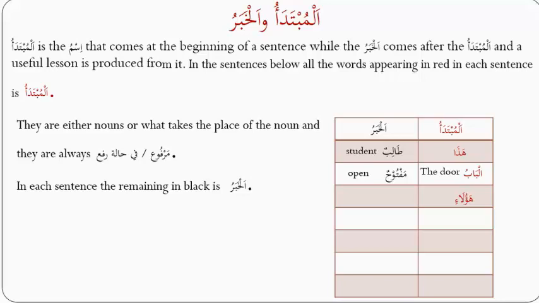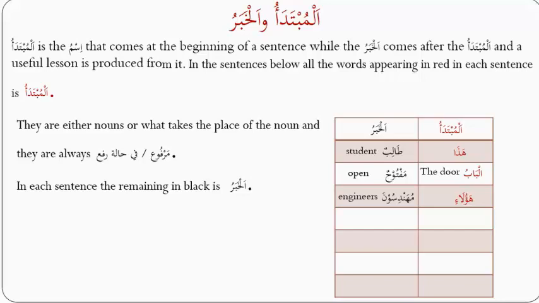Ha'ula'i. Ha'ula'i is the plural for hada or hadihi. And it is mabni. So we can't say it has a dhamma, because it is going to be like this all the time. The hamza is always going to carry a kasra, regardless of how it falls in the sentence, right? So ha'ula'i muhandisun means those are engineers. Muhandis is one engineer. Muhandisuna are more than one engineer.